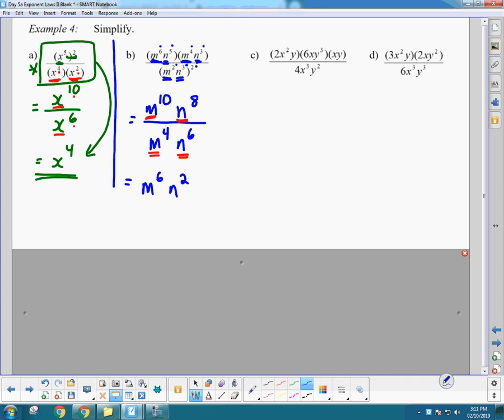And again, we've taken a complicated expression, and by using the rules, we've made it much easier. We can't go any further because the bases are different. This is base m, and this is base n. So we can't do anything to those exponents because they have different bases. And so we're done.